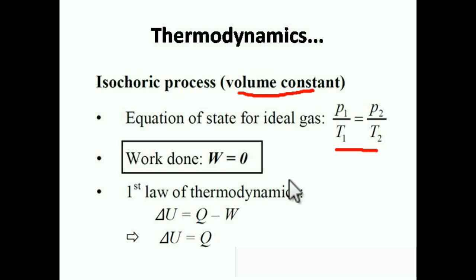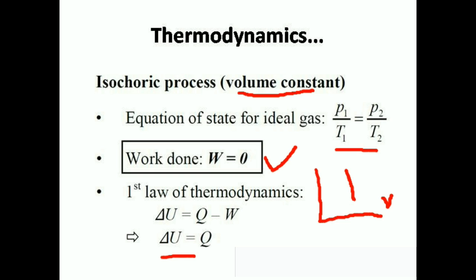Now see, if you draw the PV diagram here, it is a line perpendicular to the x-axis. That means volume is constant here, V = constant. And as we know the formula of work done, P into ΔV, P into (V2 − V1), but volume is constant, so work done is 0. Now if work done is 0, then by the first law of thermodynamics, ΔU = Q − W, with W = 0, that means ΔU = Q. A very simple thing, very easy to remember.